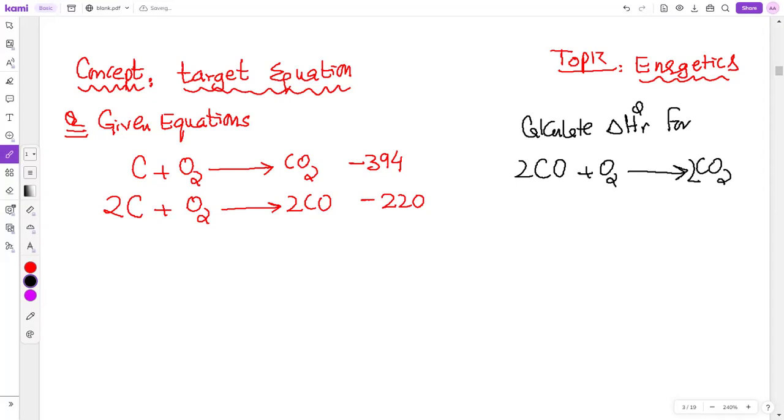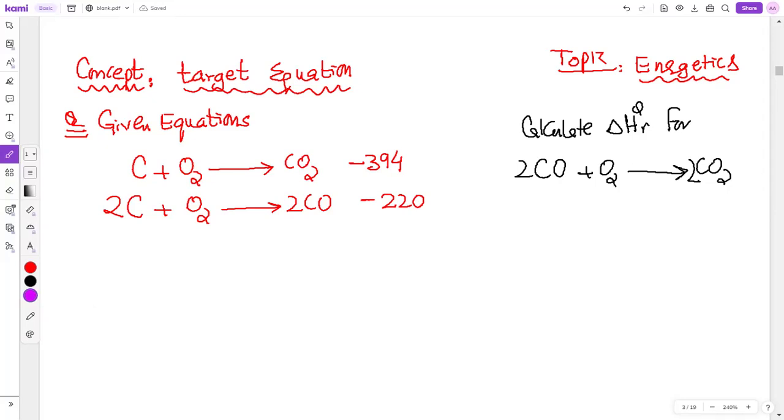We have to use these two equations to develop this equation. Okay. And what rules, beta? What can we do? We can flip any of the equations we want. And in case of flipping an equation, the enthalpy change sign will be flipped. And we can multiply any equation with any suitable number.